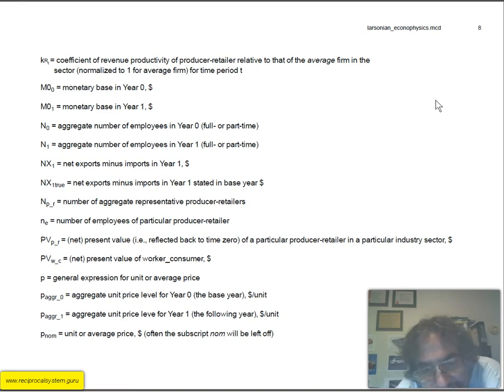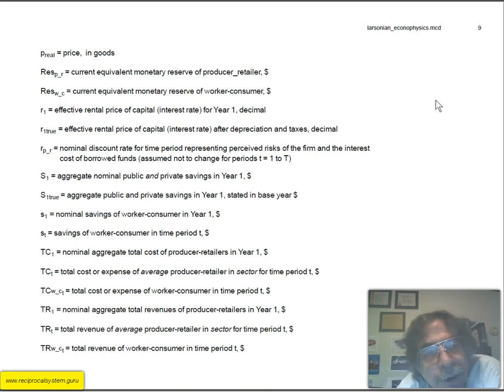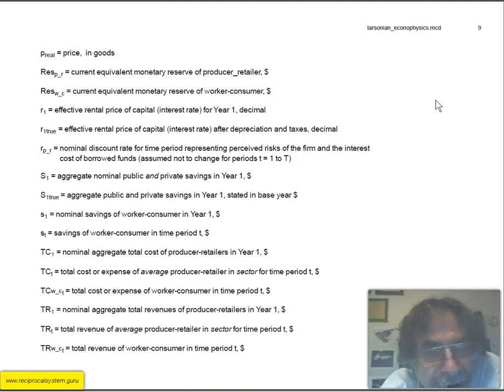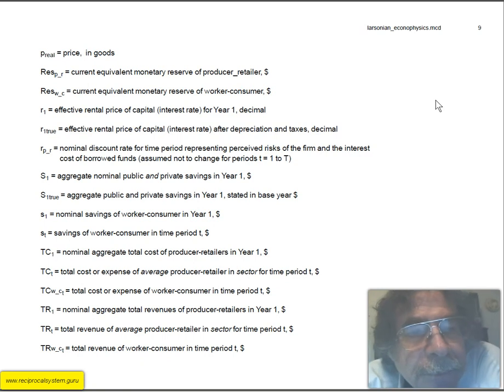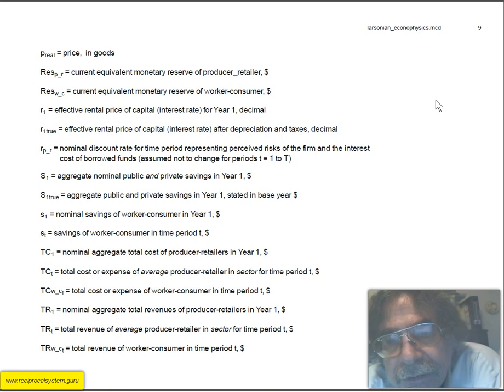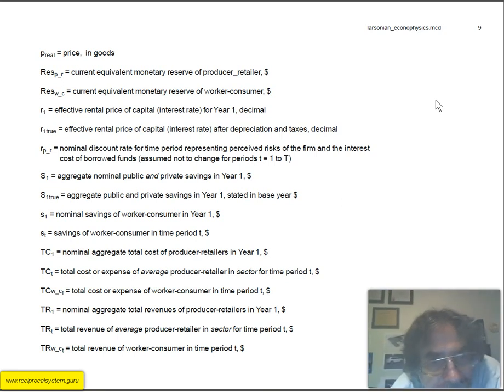P sub nom equals the unit or average price, dollars. And of course, the subscript nom will often be left off. It's just assumed. P sub real equals the price in goods, which is actually the real price. Capital RES underscore P sub R equals current equivalent monetary reserve of producer-retailer. So that's just a reserve, like savings. RES underscore W underscore C equals current equivalent monetary reserve of the worker-consumer, dollars.